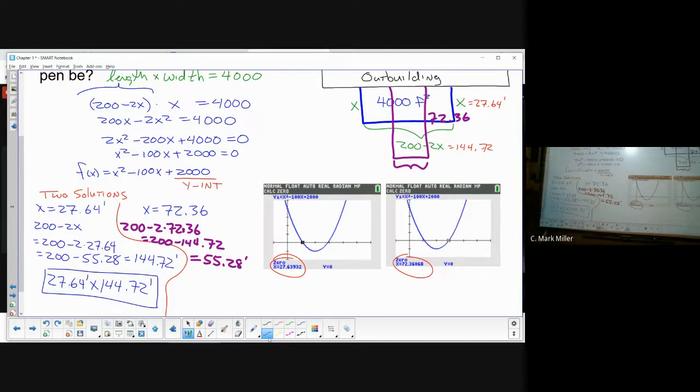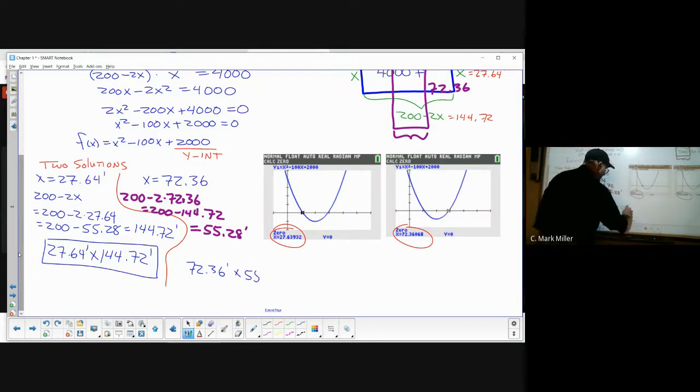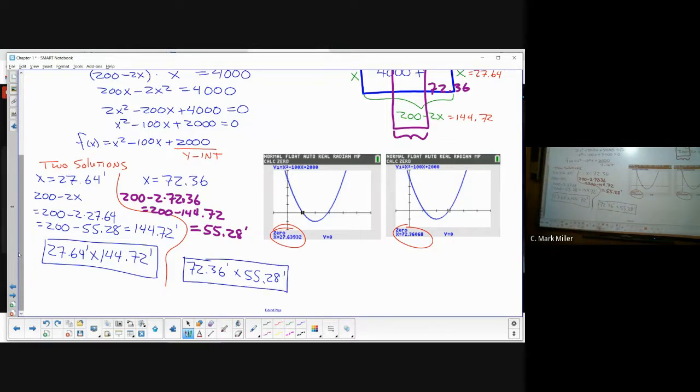Okay. So the second pin is 72.36 feet by 55.28 feet. Now, you can check your answers here. If you multiply these together, you should get 4,000 either way, or very close, because we rounded. Okay.